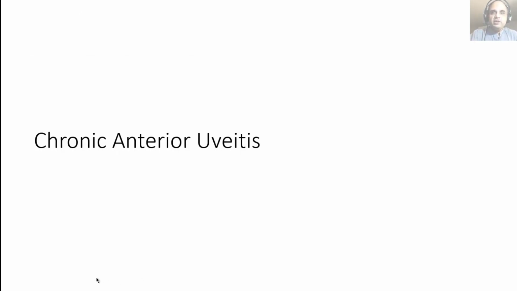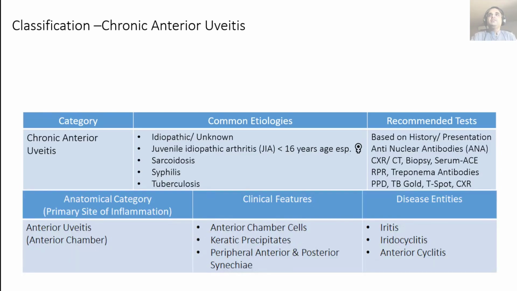So now we'll talk about chronic uveitis, and then we'll talk about how we manage anterior uveitis, both the chronic and the acute types. So this is the classification of chronic anterior uveitis. Idiopathic, unknown, is number 1. Juvenile idiopathic arthritis, sarcoidosis, syphilis, and tuberculosis.